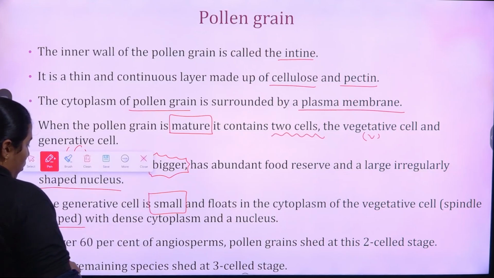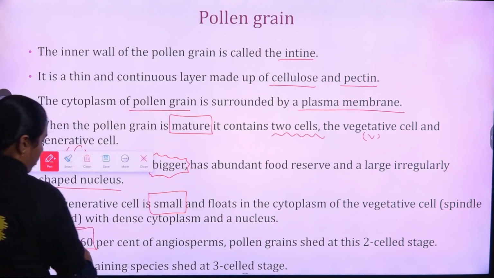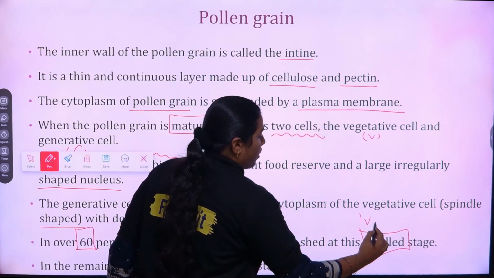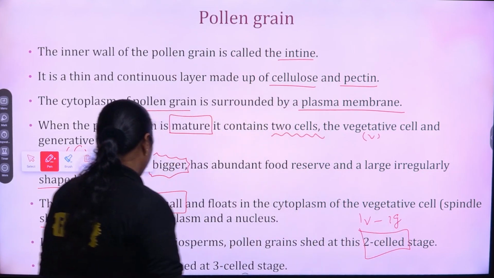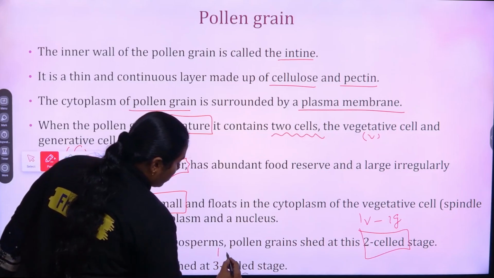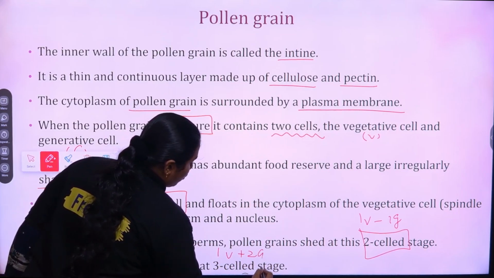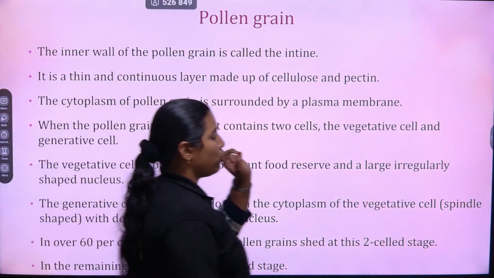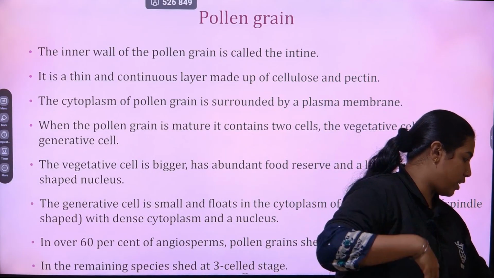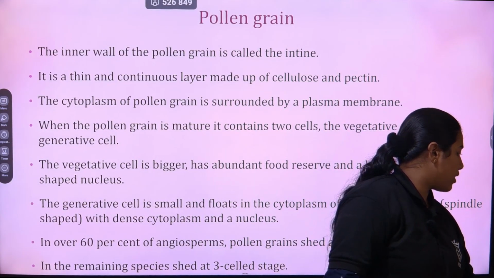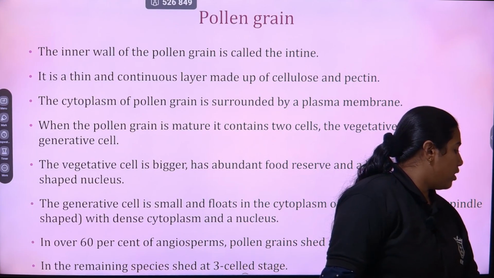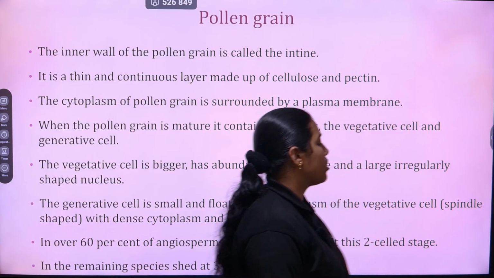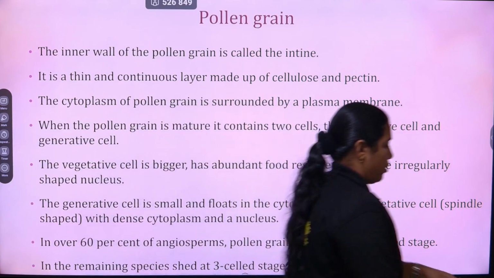Okay. In 60% of angiosperms, pollen grains are shed at the 2 celled stage. What are they? One vegetative, one generative. Clear? And in the remaining, it is one vegetative plus two generative. Is that clear? I hope there must not be any confusion because we have already learned it. I'm just summarizing, and then we'll move to the next slide. Yep, pollen grains can cause allergies.